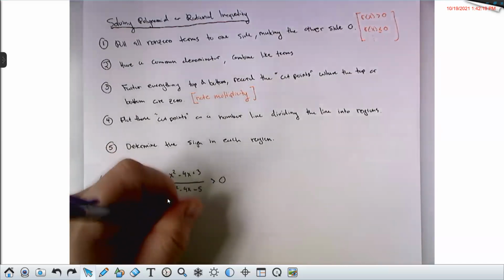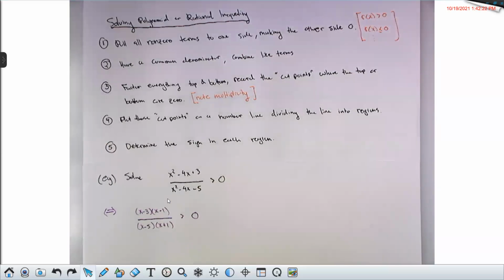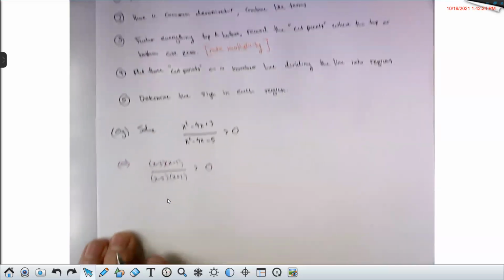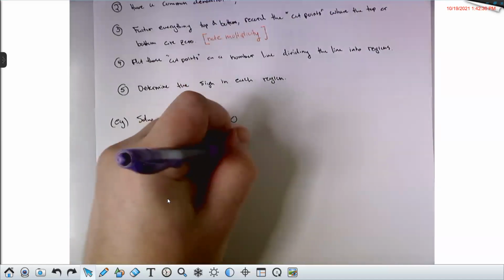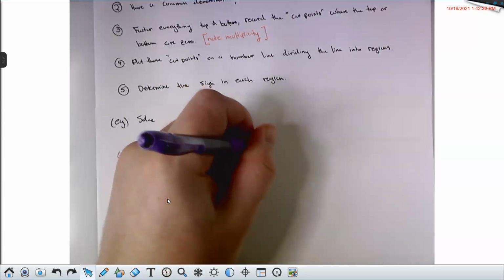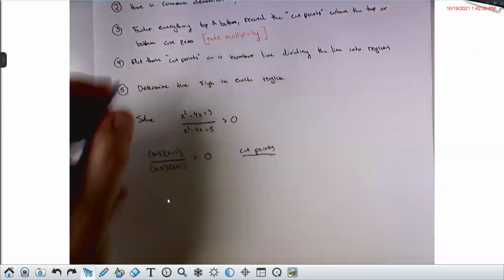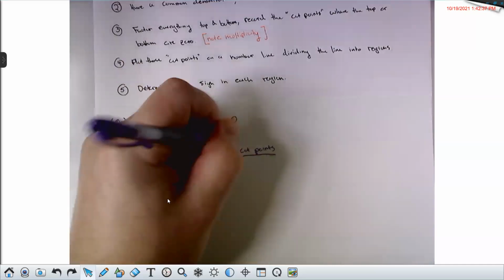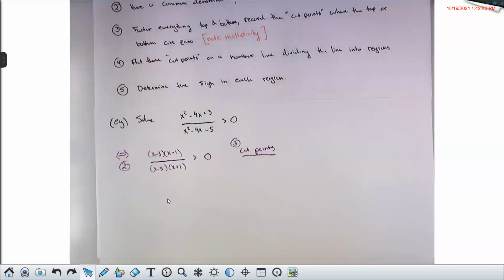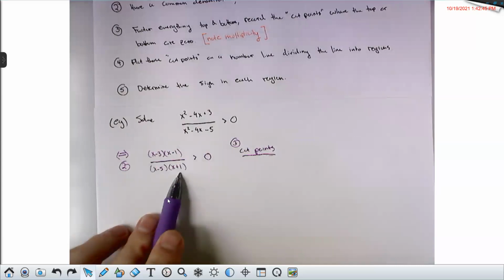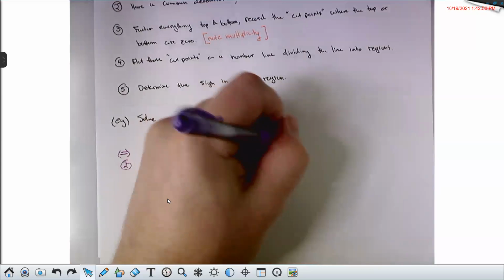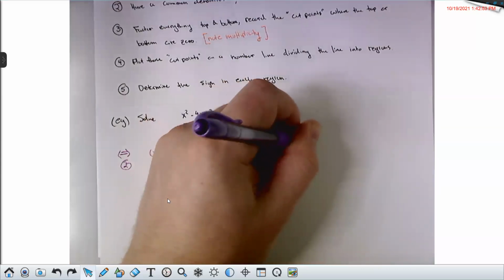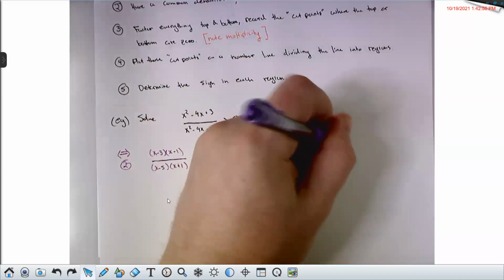So my inequality is now this. All of these are multiplicity 1 factors. And my cut points, so this is like step 3. Our cut points, the places where this function can change sign, are -1, +1, +3, and +5, the places where those factors are 0. And they're all multiplicity 1.